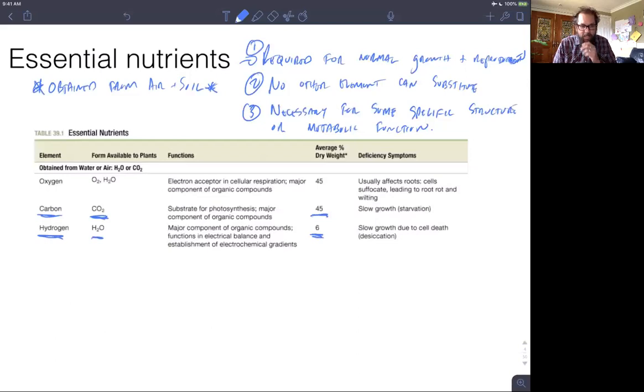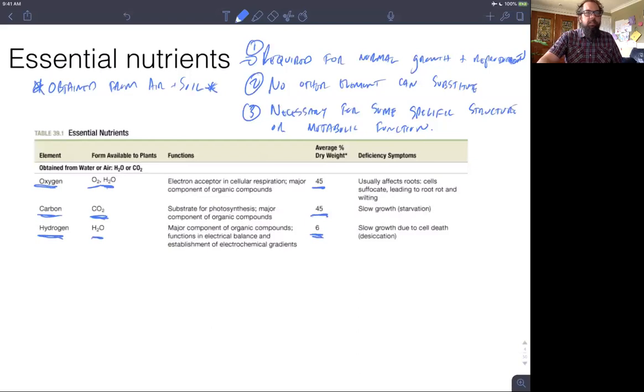And then, of course, oxygen is the other piece of this. Oxygen comes in both in the form of oxygen taken up by the roots, as well as from water, from the splitting of water. So we've got it in both places. And oxygen makes up about 45% of the dry weight of plants. So the large majority, 96% of the dry weight of plants, is coming from carbon, hydrogen, and oxygen. These are three essential elements that are obtained from both the air and the soil.